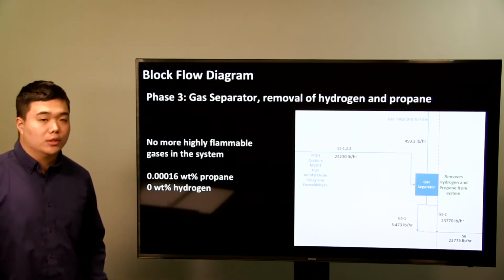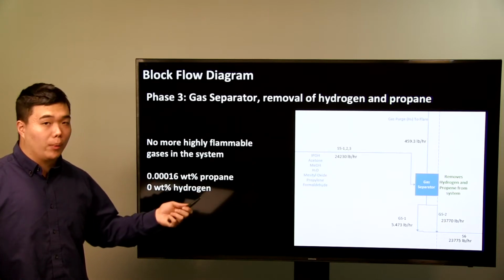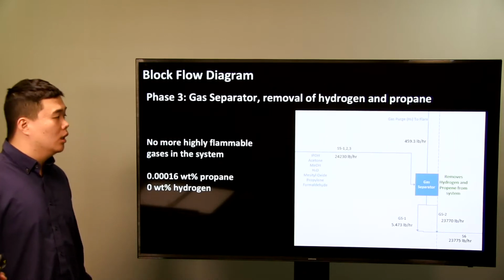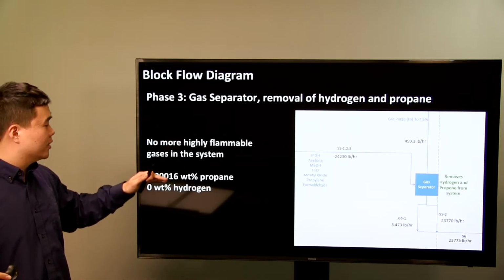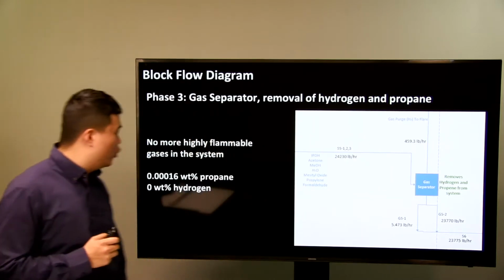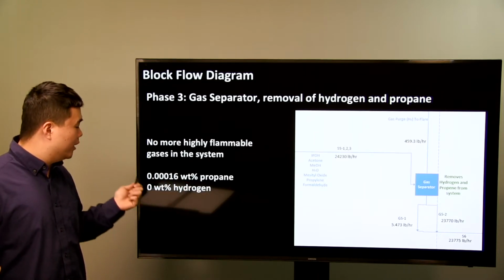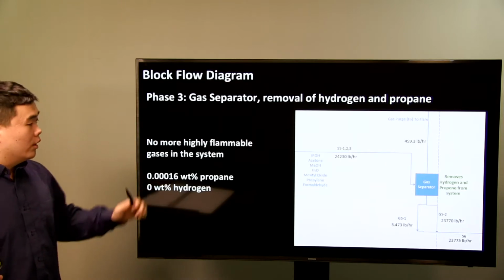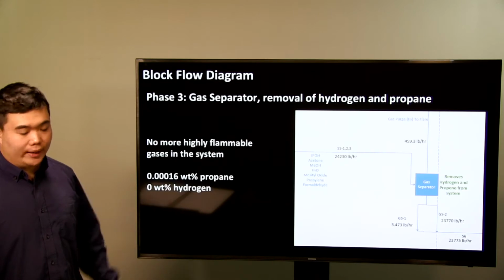As the reaction happens, not only acetone is produced, but also hydrogen and propane, which are 2 highly flammable gases. So in order to remove them, a gas separator is designed. Thanks to the gas separator, at the bottom stream we can reach 0.00060 weight percent of propane and absolutely 0% of the hydrogen. So after that, there will be no more highly flammable gas in the entire plant.